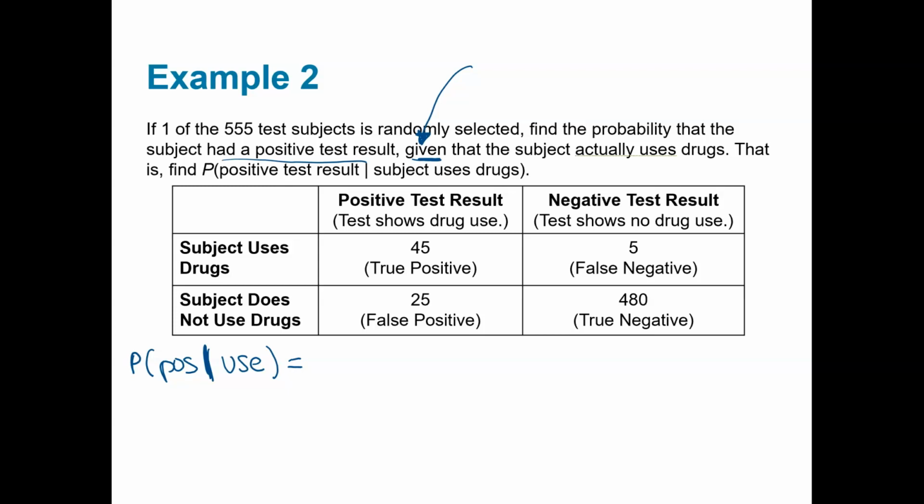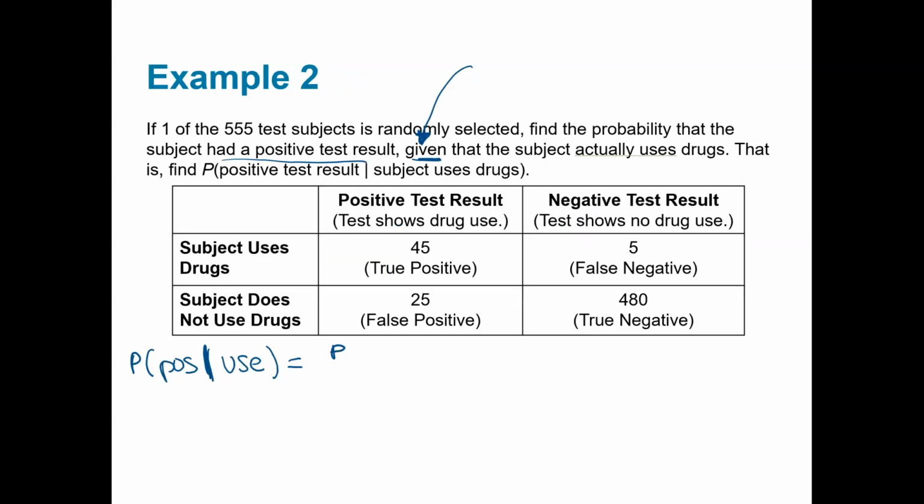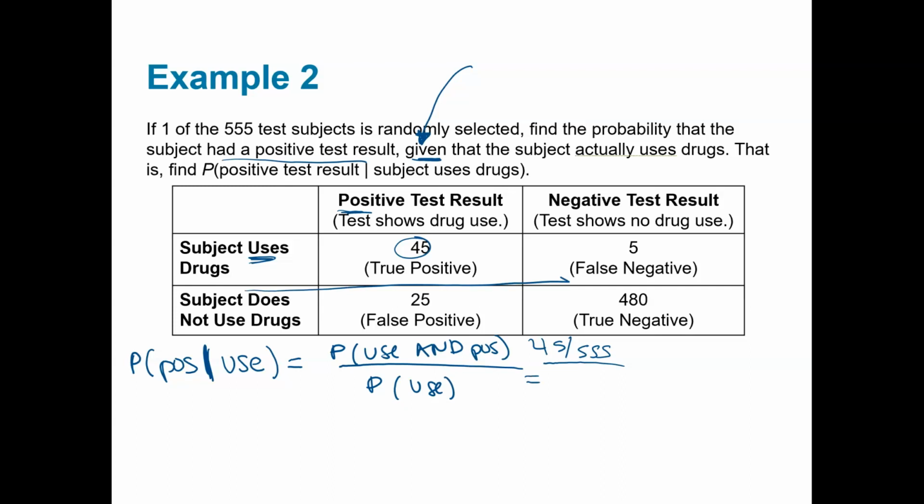So the formula, if you recall, is the probability of A and B. So this one is first, right? This one is there. So we're looking for the probability that they use and they're positive, and over the probability that they use. So I'm just going to look at the table here. Here are the subjects who use, and here are the positives. So I've got 45 over 555 that use and are positive. And of the people that use, I've got 50 out of 555. And so my number is 45 over 50, so that's 0.9.